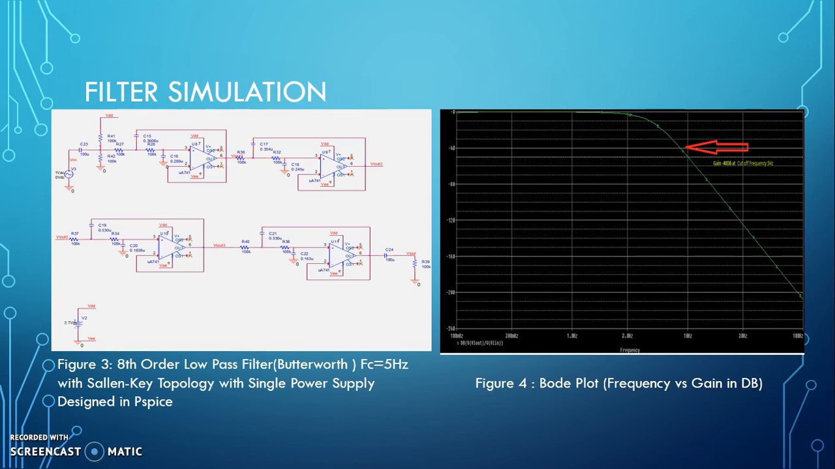The advantage of this LPF is that I can avoid designing a 60 Hz notch filter, since this LPF is already impeding the signal of more than 5 Hz.